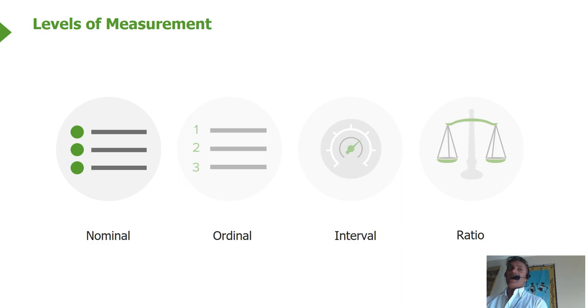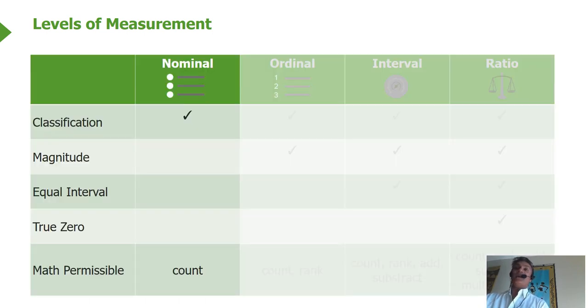Or height. Height is ratio. If you're 0 centimeters tall, that means you're flat. You're a shadow. That's a real thing. If you're negative 5 centimeters tall, that means you're hanging upside down from the floor, 5 centimeters. Right? So that's what a rational 0 is. So ratio has a rational 0, interval does not.